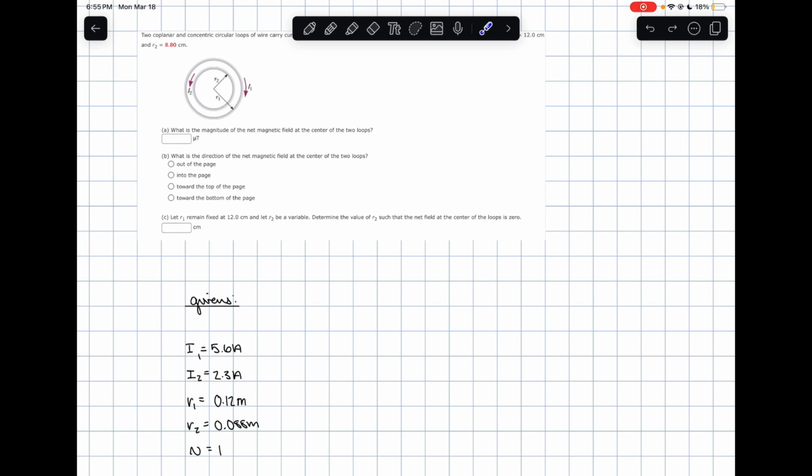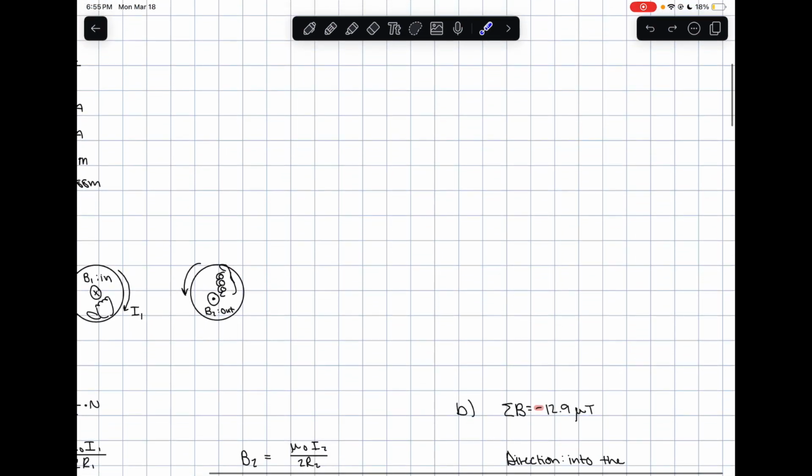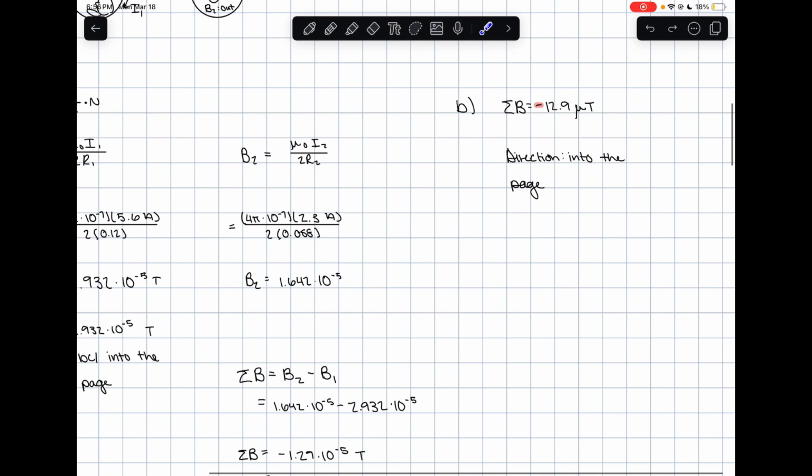What is the direction of the net magnetic field at the center of the two loops? Well, since once again we're going off of standard coordinate axes, we would have a net B of negative 12.9 microteslas if we're including the direction, not just the magnitude, so we know the direction is into the page. How do we know this? Well, once again, in our standard coordinate axes, we said negative was into the page. So if our net answer of the magnetic field was negative, we know that the net direction was into the page.